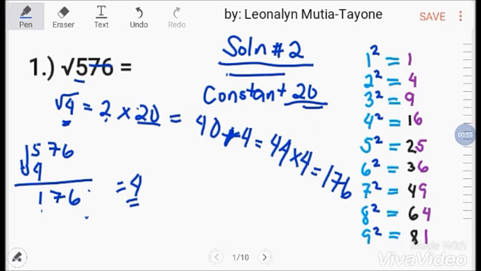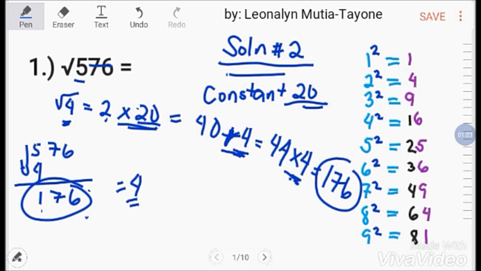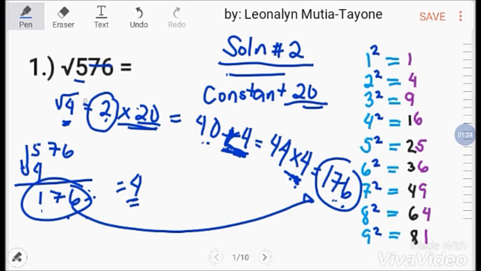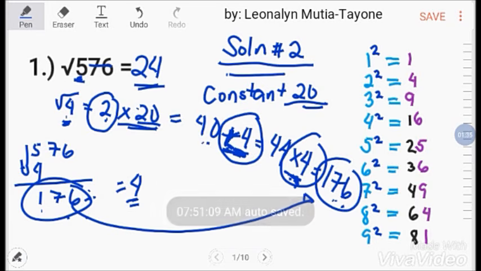Bale, ito yung constant mo, i-multiply mo ng 20. Ito naman, dapat pareho siya, maka-add at mag-multiply na mag-equal ng 176. Paano i-identify mo yung parehong number na i-add at i-multiply? I-divide mo lang by estimate kung ilan ba. So, that is 4. So, mag-add ka ng 4, mag-multiply ka ng 4, that is 176. Itong 2 na to, sa unahan, yan yung first number natin. At itong 4 naman na ito, yan yung second number natin. So, yan na yung sagot, 24.